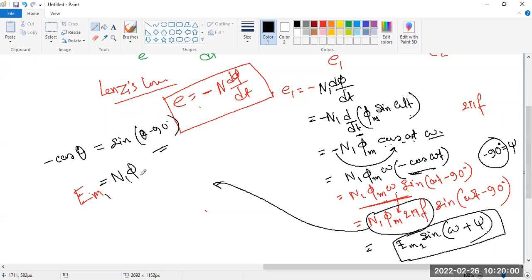In primary. Phi max means flux at the maximum; whenever it is sinusoidal, this is the maximum. So flux at the maximum and 2 pi f. We can write in this way.